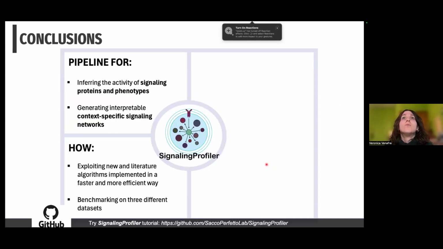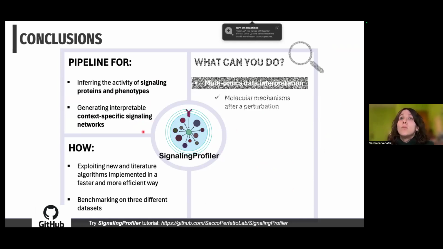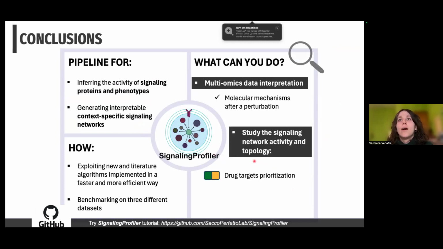So to conclude, today I talked to you about Signaling Profiler, which is an R package to infer the activity of signaling proteins and phenotypes and connect them all together in a context-specific signaling network that is interpretable. You can use this network to interpret multi-omics data and prompt mechanistic hypotheses. Importantly, I showed you an application focusing on using the topology of the model for prioritizing drug targets, and we are now moving to use the topology of the model for prognostic biomarkers identification.